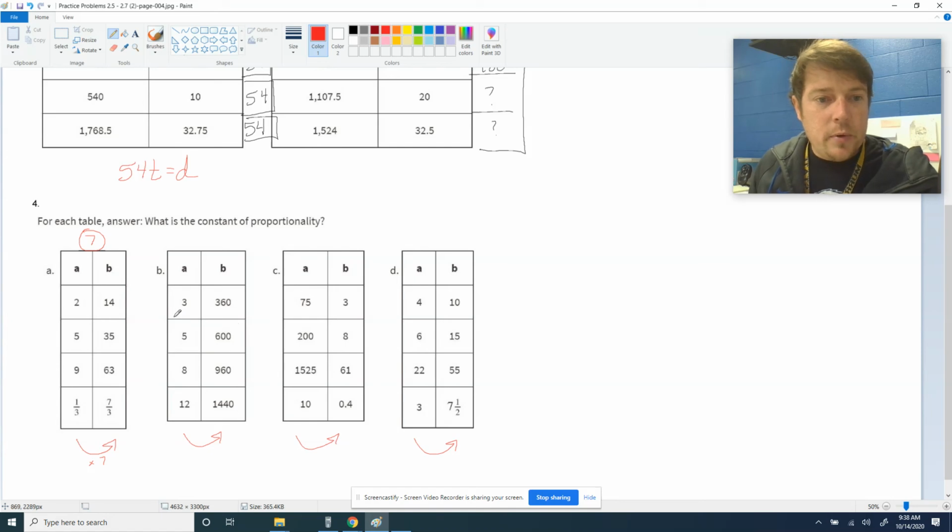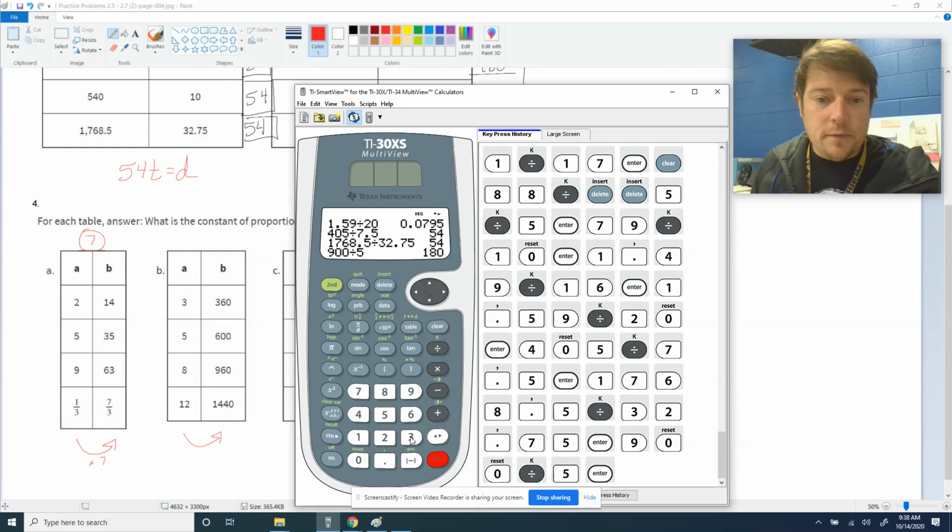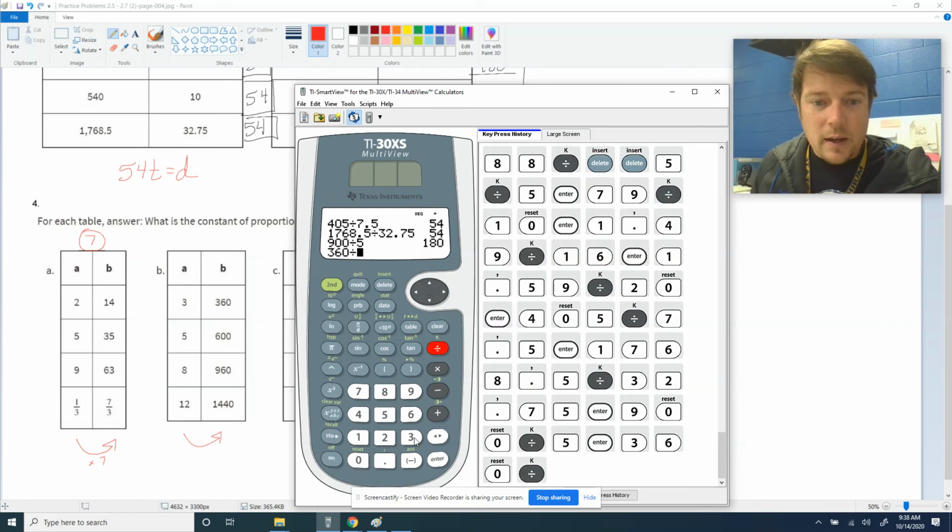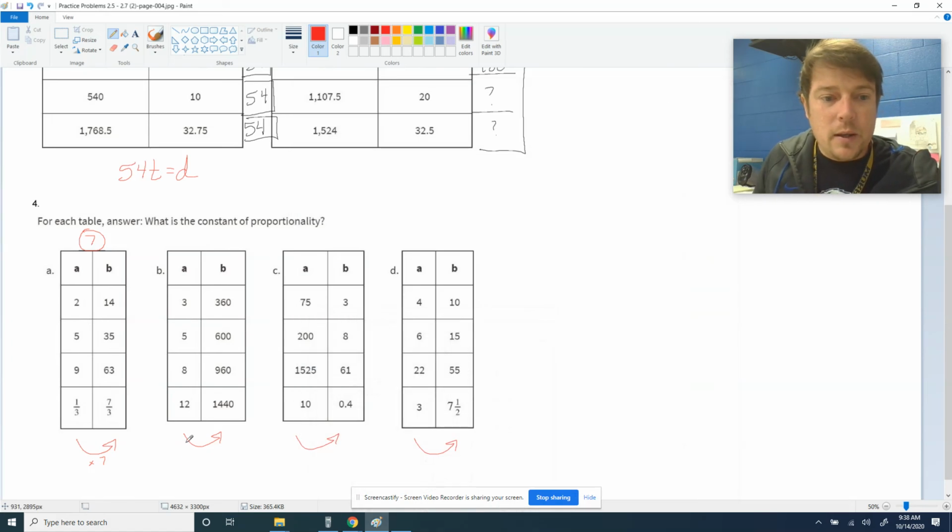This one here, 3 times something to give us 360. This is going to be 120, I believe, but let's divide to make sure. Yes, so 120 is what they're multiplying by. So 120 is our constant there.